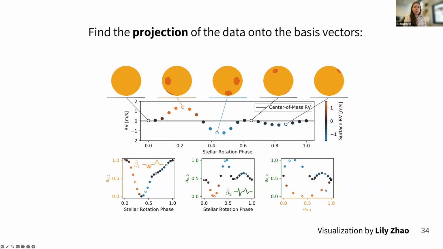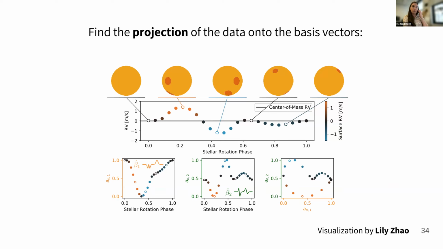In this example, the location within this latent space along the contour actually tells us everything that we need to know about the latent system of the star. And you can see that it uniquely maps to different stellar rotation phases, depending on the location here.